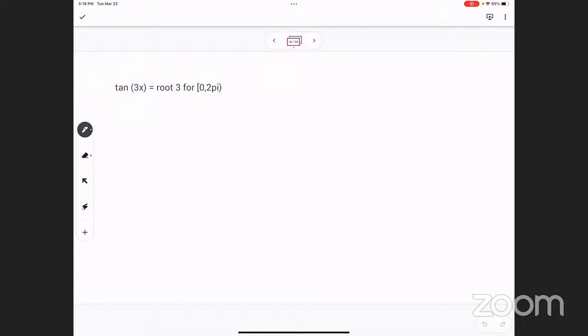All right. Ooh, this is nice. Tan 3x equals square root of 3, and you're solving it between 0 and pi. So I'm going to use the u thing again, okay? So the tangent of u, if I told you the tangent of u equals the square root of 3, what would your answers be?